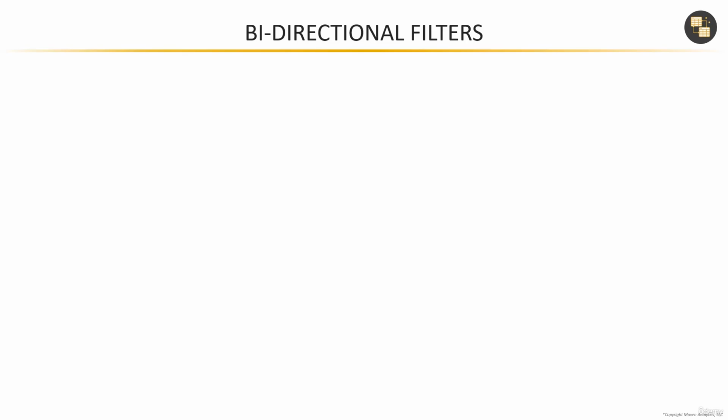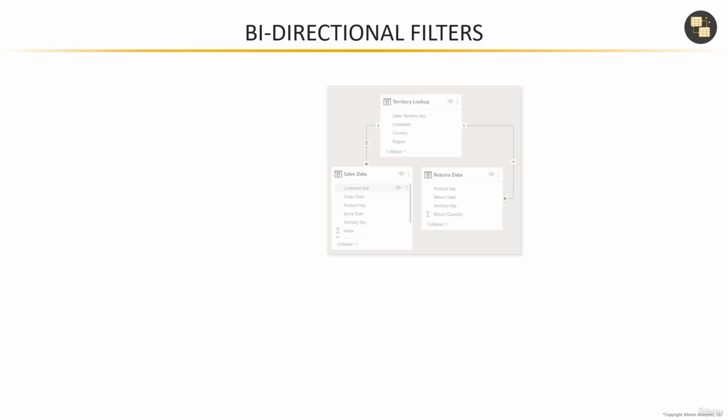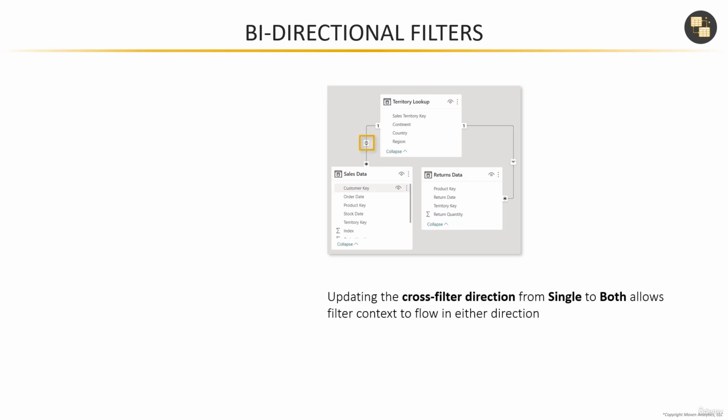So continuing this conversation of filter context and filter flow, let's take a few minutes to dig into a slightly more advanced, slightly more complex topic called bidirectional filtering. To explain what this is all about, we're going to look at that same simple three-table model here. The only difference is that in Power BI, we can update the cross-filter direction from single to both. That's why we see a two-way arrow shown here in the screenshot. And what that's going to do is allow filter context to flow in either direction.